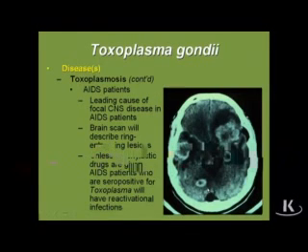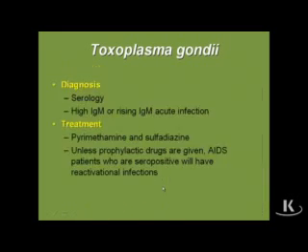All right? So leading cause of focal CNS disease in AIDS patients usually causes an encephalitis, and we're going to go with the ring-enhancing lesions. Now, unless you prophylax AIDS patients who are seropositive for Toxoplasma, they're going to have recurrent and reactivational infections with Toxoplasma. Now, diagnosis for Toxoplasma is serology.